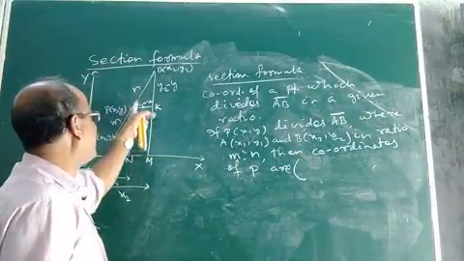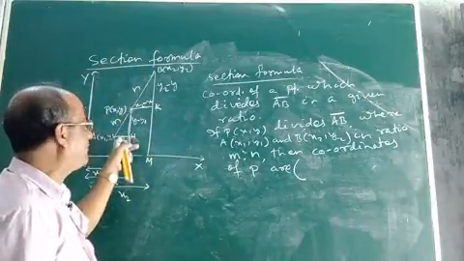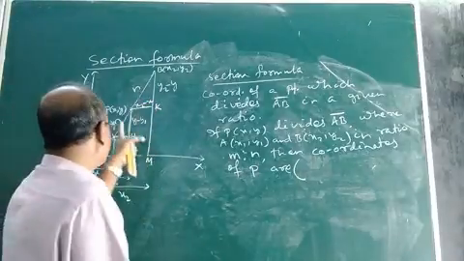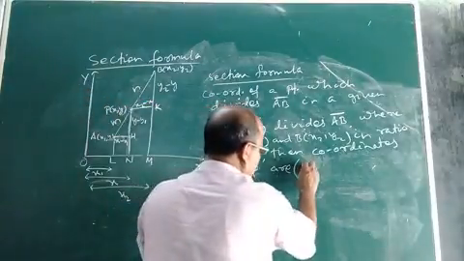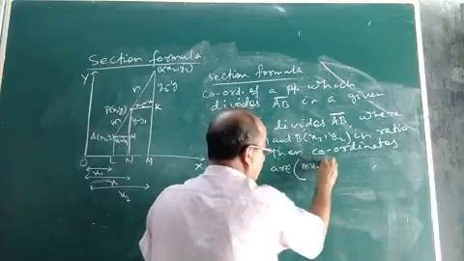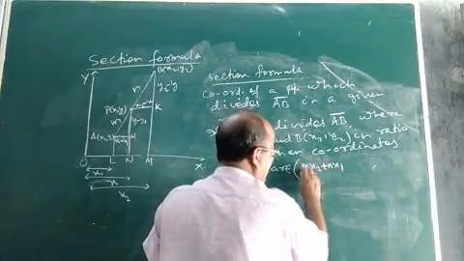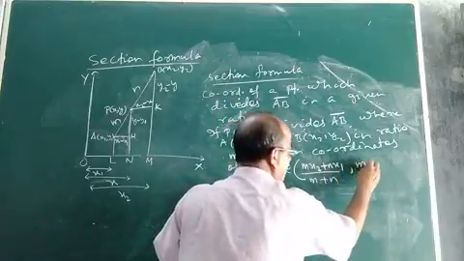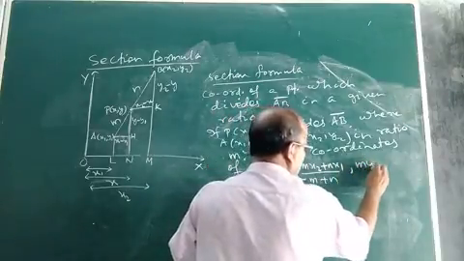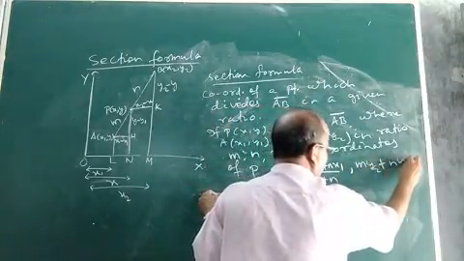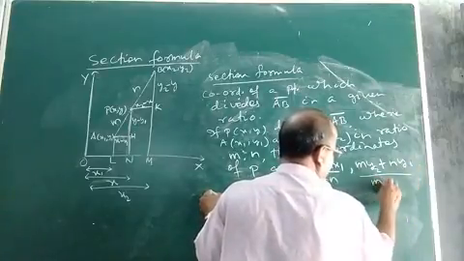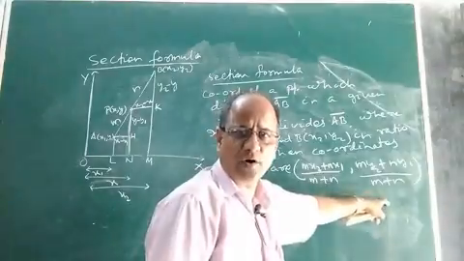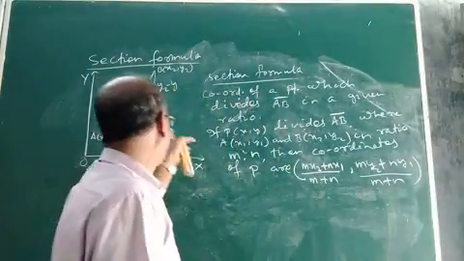So, if P(x, y) divides this line segment AB in the ratio m is to n, then the coordinates of P will be equal to (mx2 plus nx1) divided by (m plus n) and (my2 plus ny1) divided by (m plus n). So this will be the coordinates of the point P.